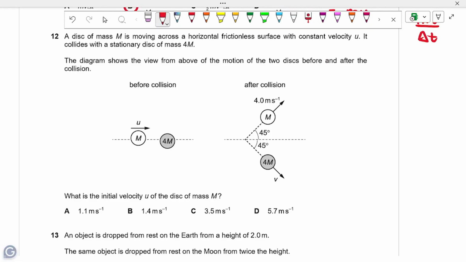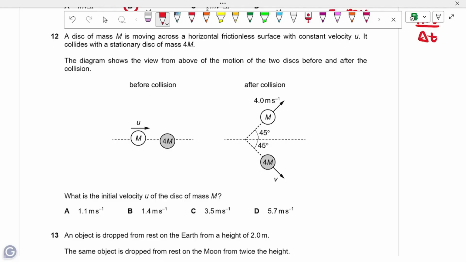So we have a little disk here, just moving on and on, minding its own business. Boom! It collides with another stationary disk of mass 4m, and they move at angles to each other. And we want to find the initial velocity u of the disk of mass m. So if you haven't seen equations where momentum is at an angle, well, you've seen it now, right?